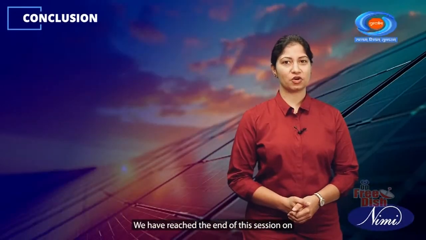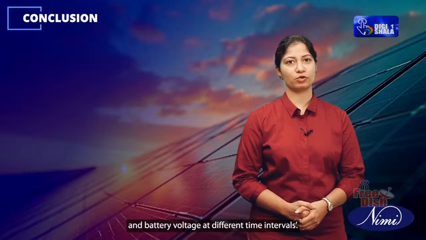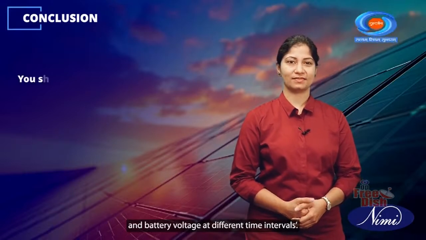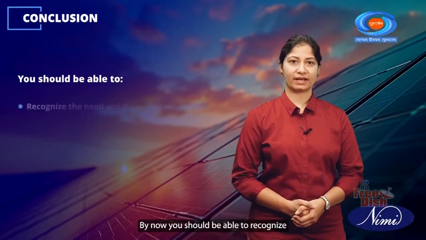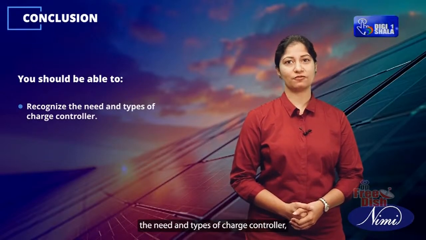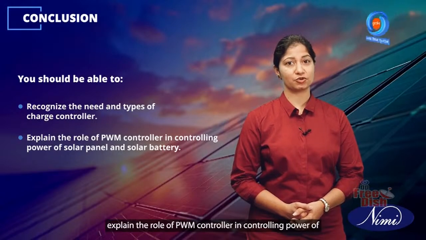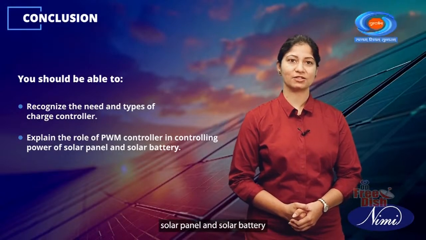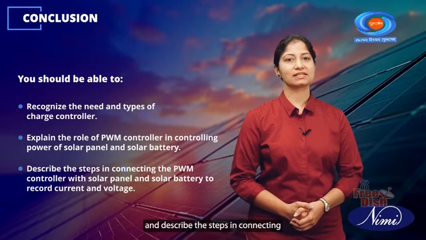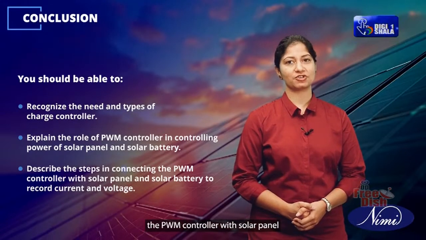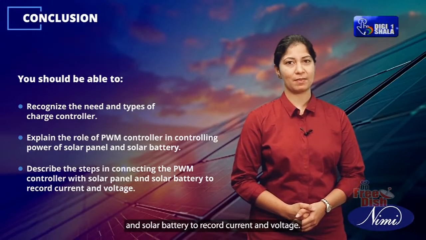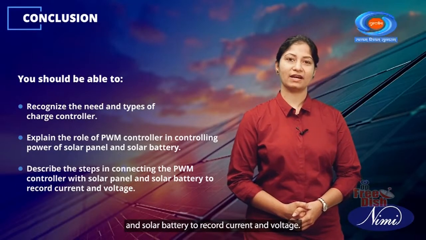We have reached the end of this session on how to connect the PWM controller with solar panel and solar battery and note input or output current and battery voltage at different time intervals. By now, you should be able to recognize the need and types of charge controller, explain the role of the PWM controller in controlling power of the solar panel and solar battery, and describe the steps in connecting the PWM controller with solar panel and solar battery to record current and voltage.